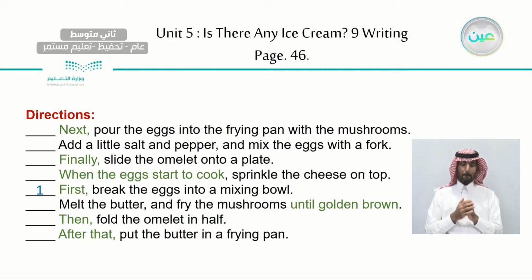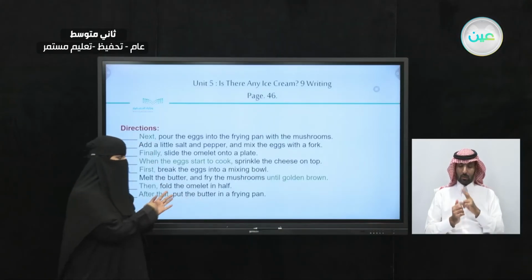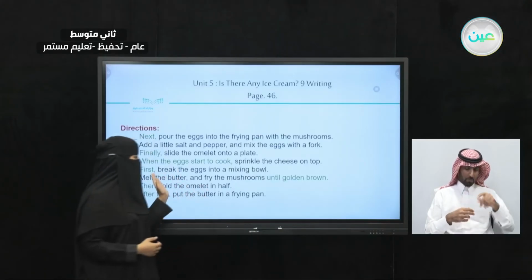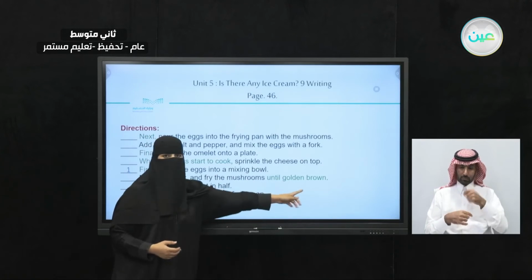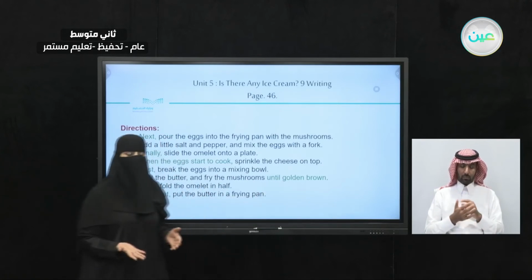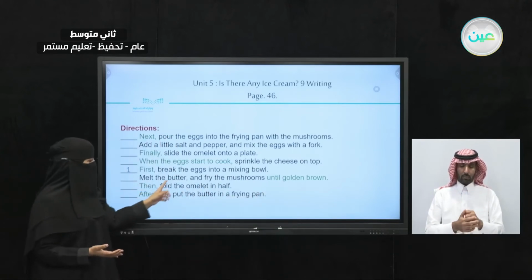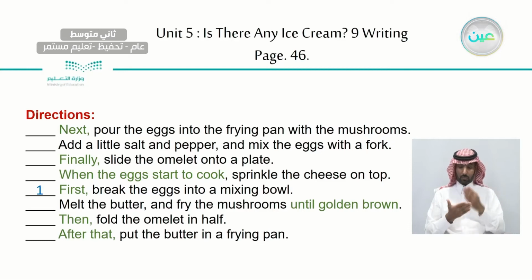So next one here, melt the butter and fry mushrooms until golden brown. So you're going to do this until you see the change. You're frying the mushroom until you see the change, which is changing the color into a golden brown. Then fold the omelette in half. After that, put the butter in a frying pan.